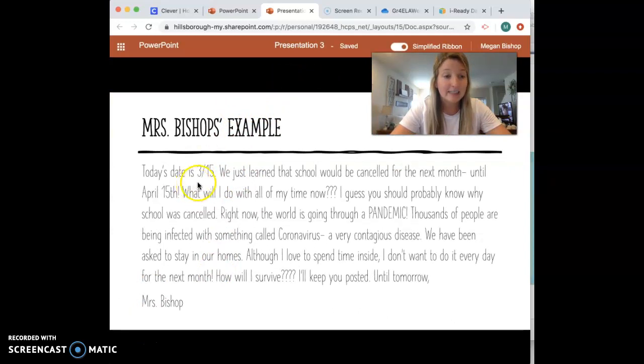So I said today's date is 3/15. We just learned that school would be canceled for the next month until April 15th. Now notice right here, I put a dash and I wrote until April 15th. This is a closer phrase. A closer or an opener phrase is extra information that is added on to the sentence. And if we took it away, the sentence would still make sense. So you can use a dash or a comma for a closer phrase. I think it's more appropriate here to use a dash.